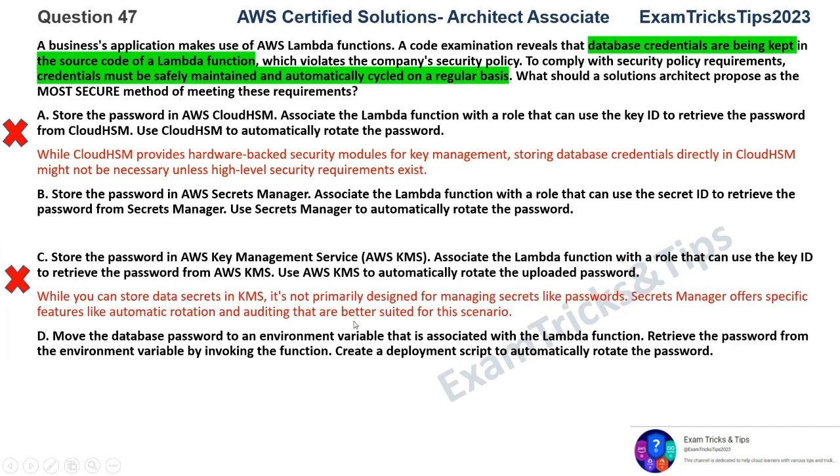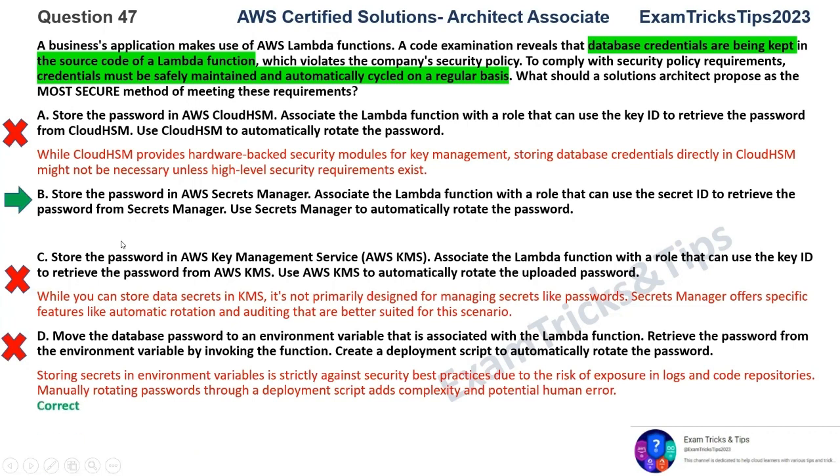And option D says let's move the database password to an environment variable that is associated with the Lambda function. Again, you cannot have passwords in clear stored in any form of code. It cannot be in the code, cannot be in the config. So it's completely incorrect. Storing secrets in environment variables is strictly against security best practices because they could end up in logs or obviously could be exposed to potential human error. So that's wrong. The best solution is to use the service that is meant for managing secrets and passwords, which is AWS Secrets Manager. That's our answer for this particular question, option B.